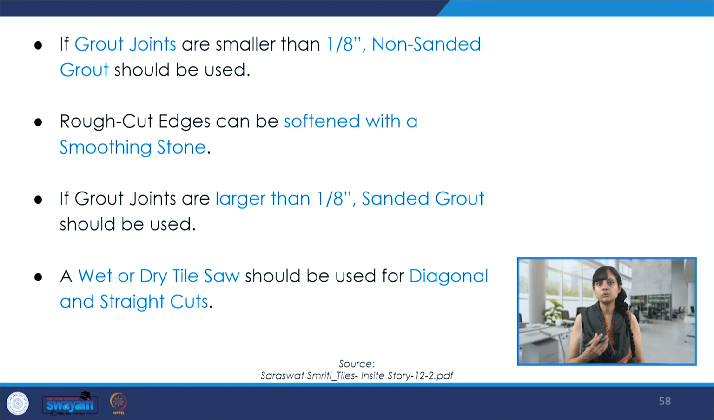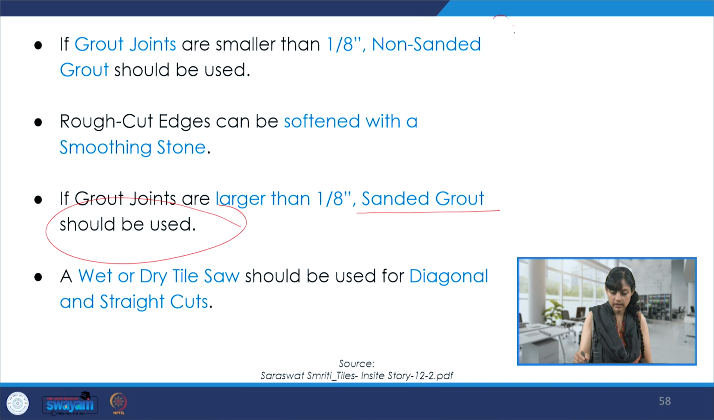If the grout joints are smaller than 1/8 of an inch, then non-sanded grout could be used. And rough cut edges can be softened with a smoothing stone. And if the grout joints are larger than 1/8 of an inch, then sanded grout should be used. Also, a wet or dry tile saw should be used for diagonal and straight cuts. So again, some of the important aspects to be understood, some thumb rules to be remembered, and some of the tools that are used on site, just to have an inventory of that. All of that is what we are trying to understand here.